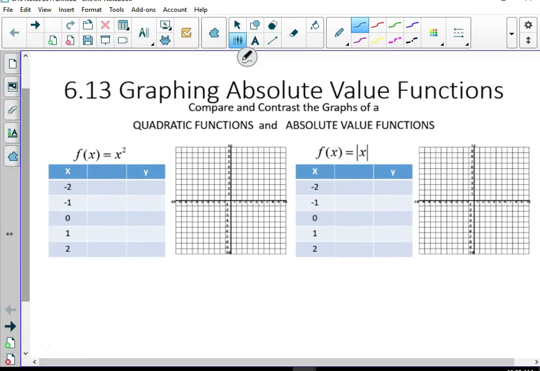So 6.13, absolute value functions. We're going to compare quadratic with absolute value.